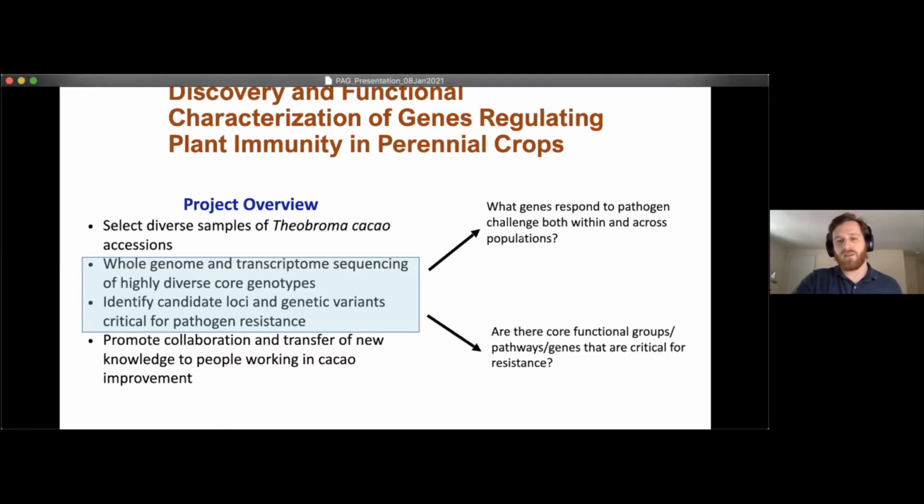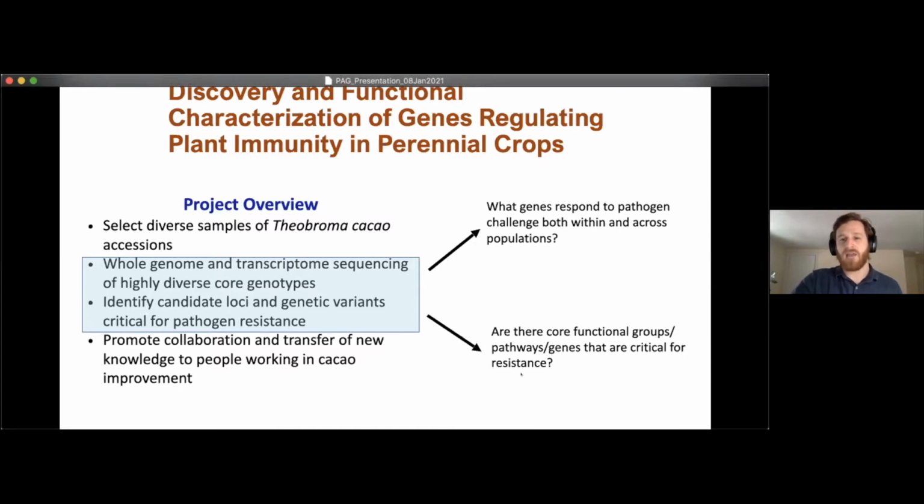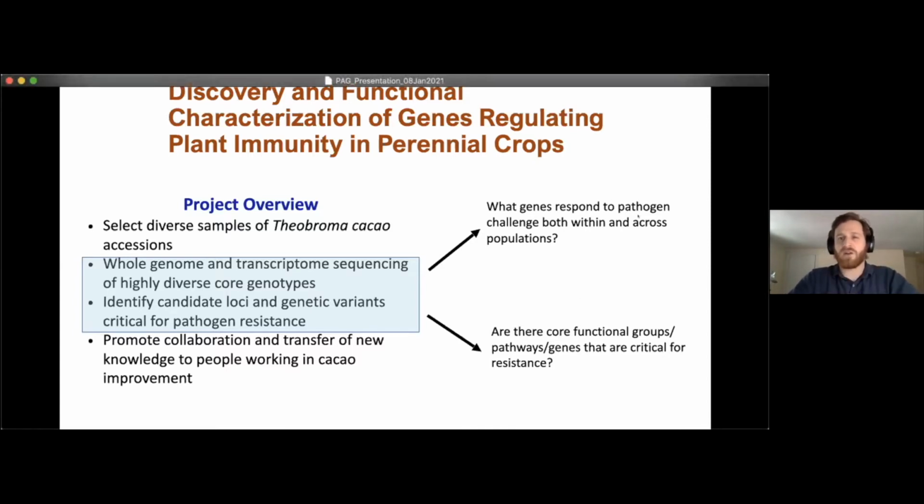And there are a few different questions that we're seeking to address here, but I'm just going to be talking about these two today: what genes respond to pathogen challenge, both within and across the populations that we looked at? And then, are there core functional groups or pathways or genes that are involved or critical for resistance?